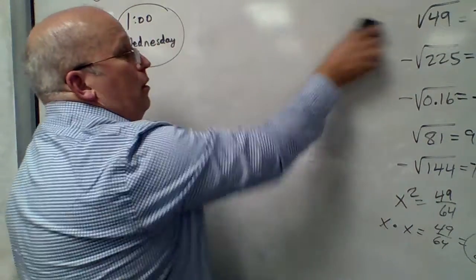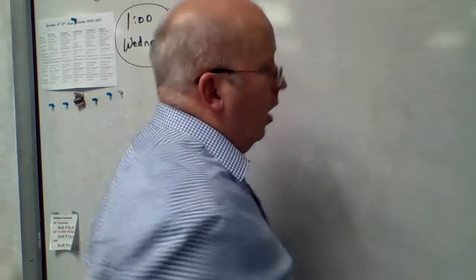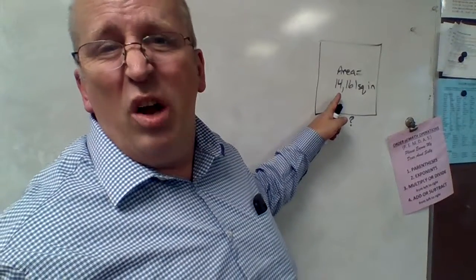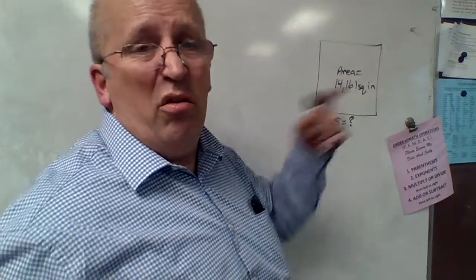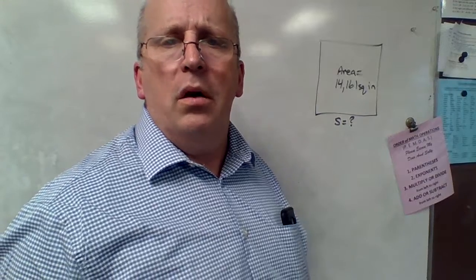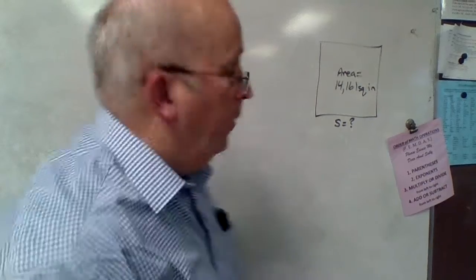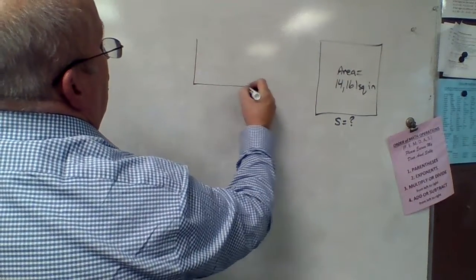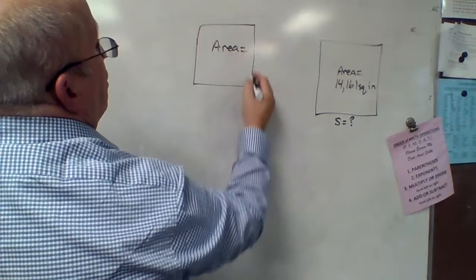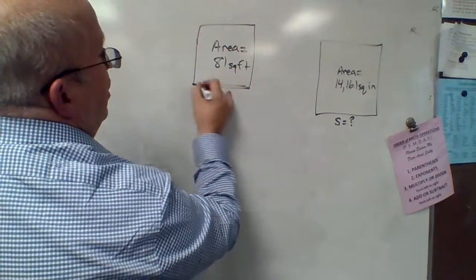Oh wait, I forgot to do this word problem. I'm sorry. Word problem first. Imagine you have a square, and the square has the area of 14,161 square inches. And they want you to figure out the measure of one side. How do you think we'd do that? Well, let's try to solve an easier problem first. Okay? Imagine I have a square, and this particular square has an area of 81 square feet. And somebody says, what's the distance from here to here?